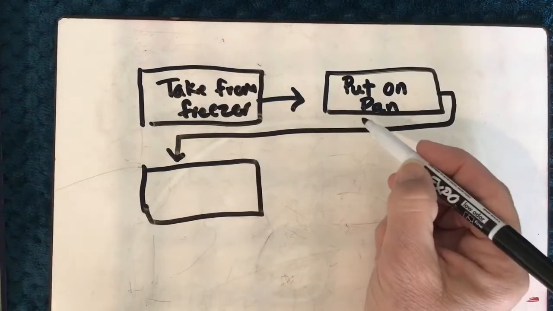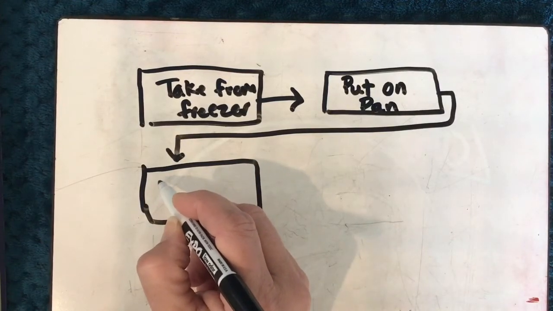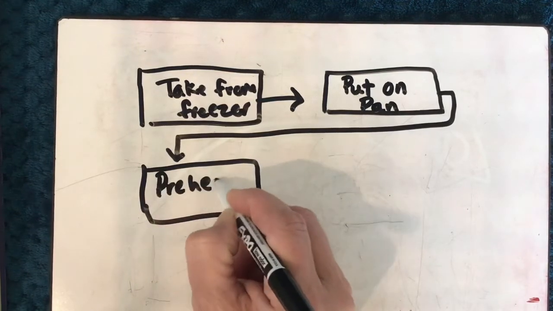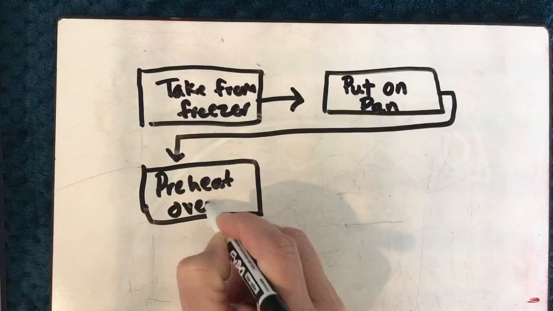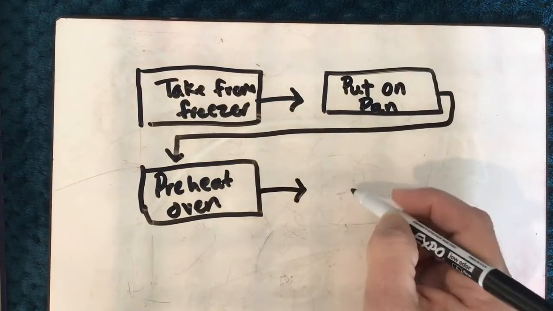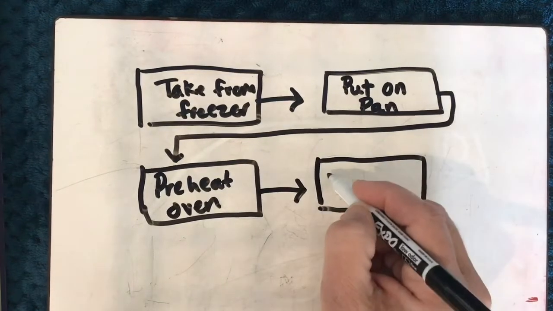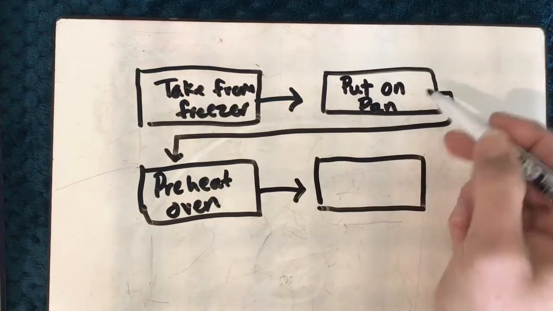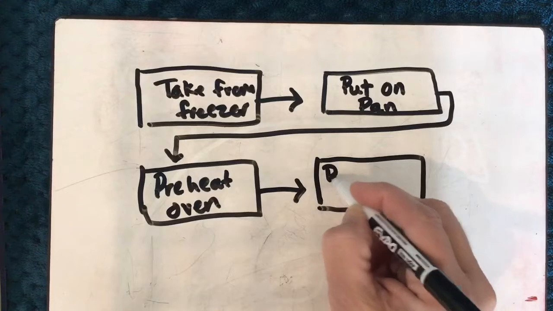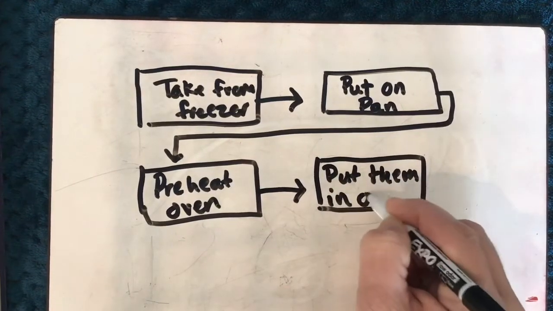Okay, next, after I put them on the pan, I'm also going to get the oven hot. That's called preheating the oven. So I'm going to preheat the oven. Okay, that means it's heating up. What's going to come next? After I've preheated the oven, what am I going to do? They're already on a pan. The oven's now hot. Then what do I want to do? Put them in the oven.